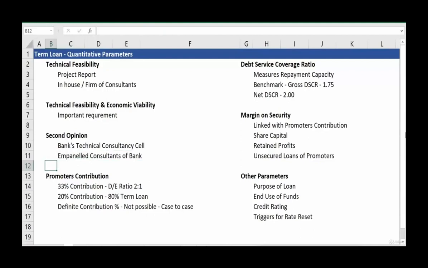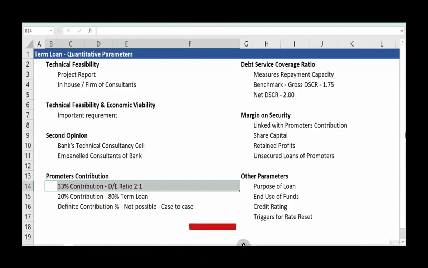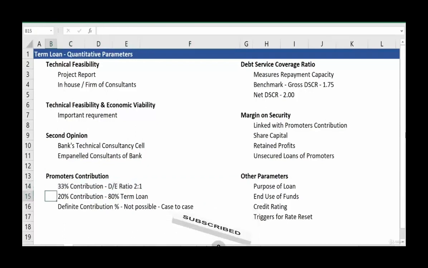The second aspect is promoters contribution. See, already I've mentioned that these projects cannot be funded only with the term loan. There should be some contribution from promoter. The satisfactory contribution from promoter is considered as 33% because that will give you project debt equity ratio of 2:1. However, depending upon the case and circumstances, banks may come down up to 20% contribution level. It means 80% is going to come in the form of term loans.